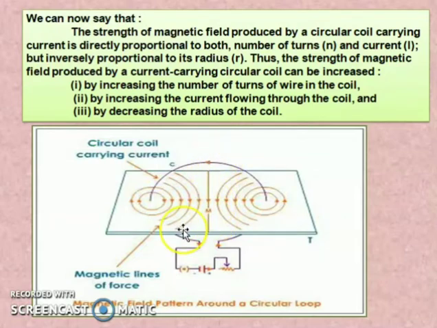Here you can see that if the current is increased, then the magnetic field produced is also increased. And another thing: here we have taken a single coil. If you take many coils, meaning more turns of wire, then the strength of the magnetic field is also increased. Next, it increases as the radius of the coil is decreased. So in this case, if the radius of the coil is decreased, meaning it is very thin, then the magnetic field strength is also increased.